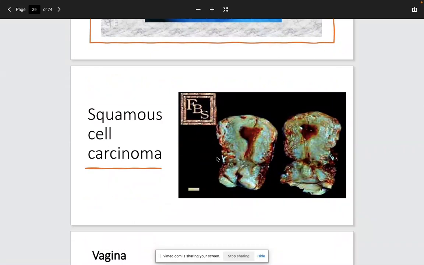This is squamous cell carcinoma. As you can see here, it's very vascularized. It looks like it's been bleeding. It's often called a friable appearance. You can see here it kind of looks fried. This is also caused by HPV, caused by other things too, like smoking. Alcohol use is associated with increased risk of squamous cell carcinoma.